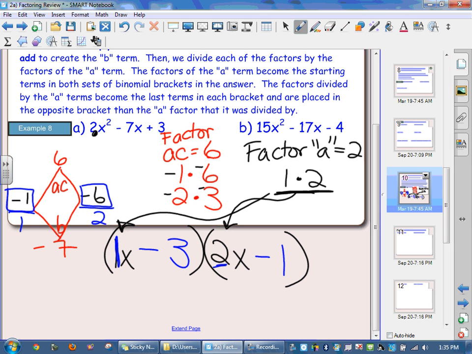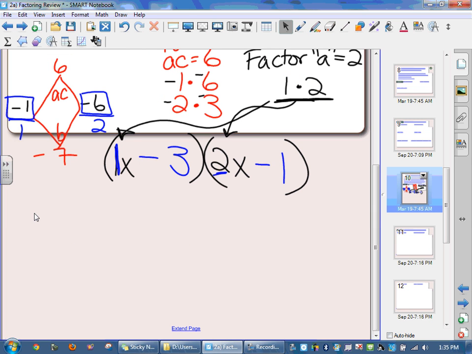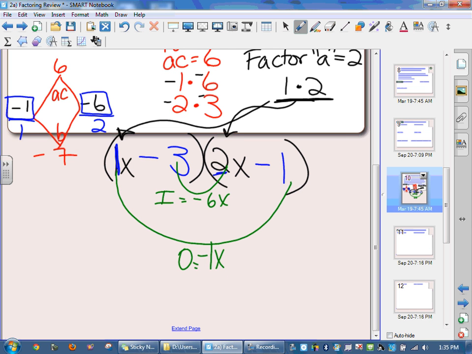Okay? Now what I do is I check my smiley faces. My smiley faces, what I'm talking about, is for FOIL. It's the O and the I. So I'm going to check these two. There's my O. So my outside terms, multiply them. Negative 1 times 1 is negative 1x. That's what I get for my O term. Now I check my I term. There's my I term. Negative 3 times 2x is negative 6x. Now I'm going to add them together. Do they give me my middle term of negative 7x? Do they add up to negative 7x?